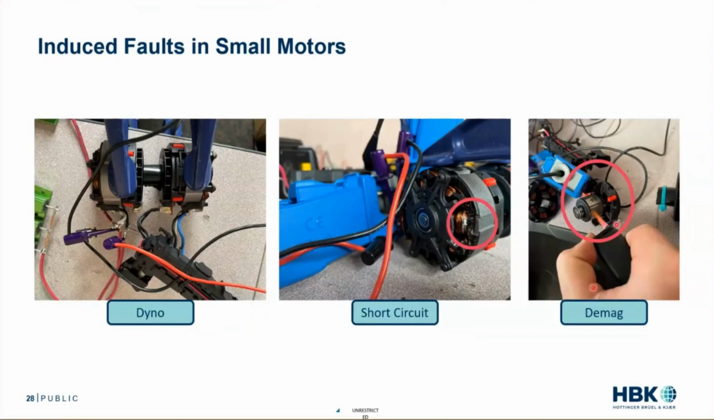For the demagnetization, I took a different rotor and stator, and I cooked that magnet. I mean, I got it hot. And then I put a ton of current at it, and I induced a demagnetization. Not the most scientific faults induced, but I think the data will show for itself.